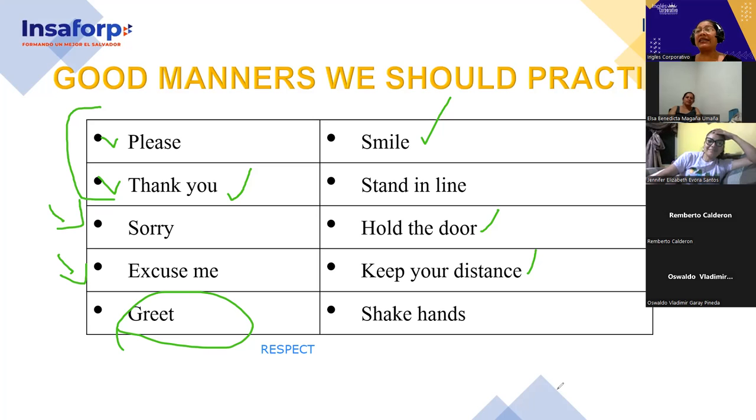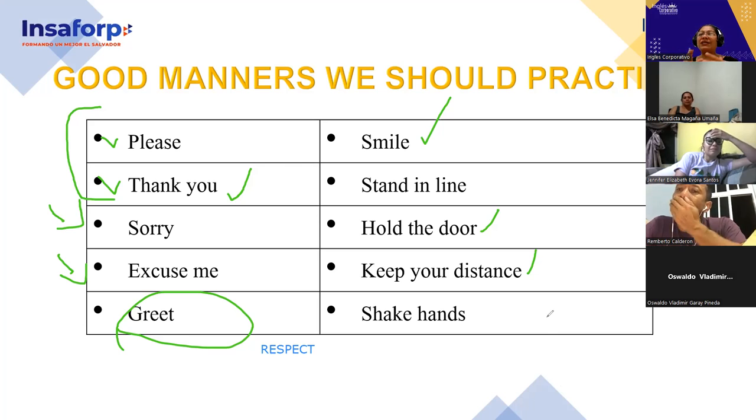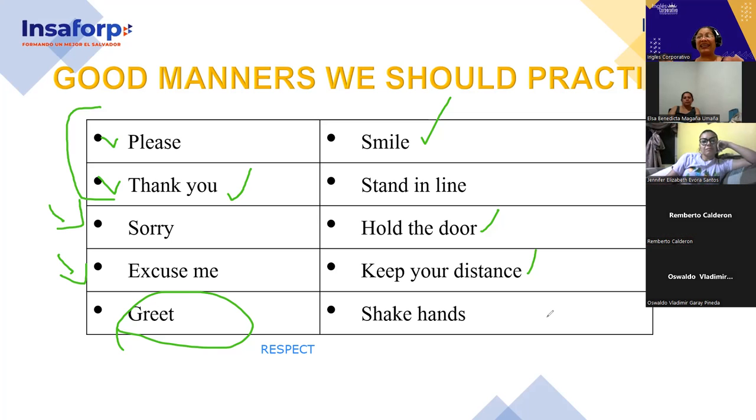Okay, then we said keep your distance. Okay, keep your distance. This is more related if we think about the situation that we have been through, right, about the pandemic situation that we got. So we need to keep our distance. And of course, we need to understand that not everyone needs to be hugged or kissed. We need to respect their space. And finally, that is shake hands. Shake hands is related to greetings, right? When you greet, hey, how are you?